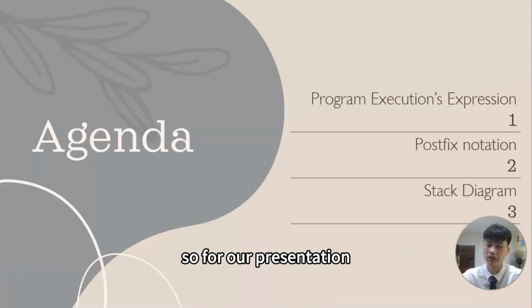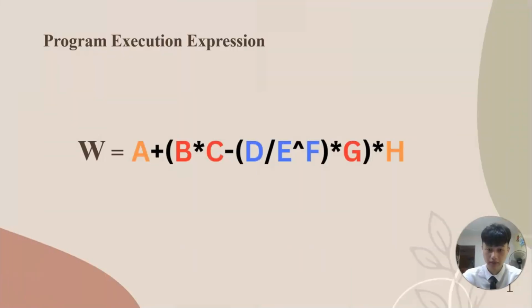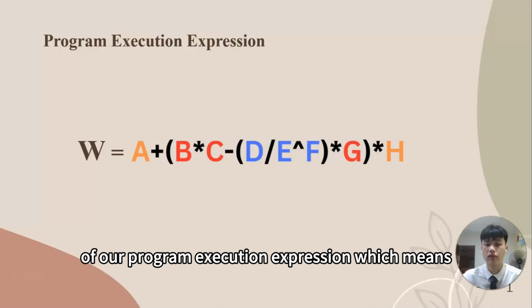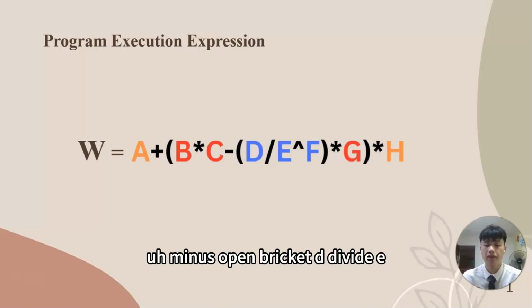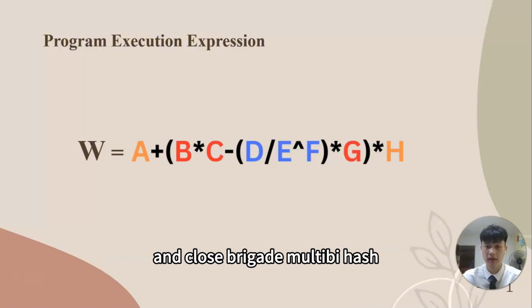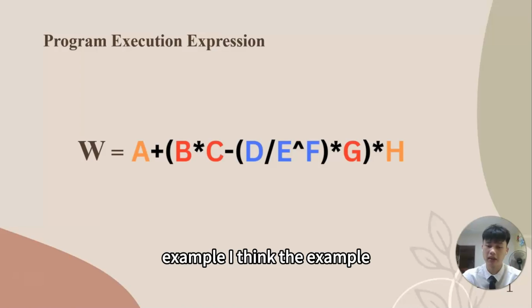So for our presentation, the content is program execution expression, postfix notation and the stack diagram. Here is the example of our program execution expression, which means W equals A plus open bracket B times C minus open bracket D divide E exponent F and close bracket and multiply G and close bracket multiply H. So here is our example of the program execution expression.